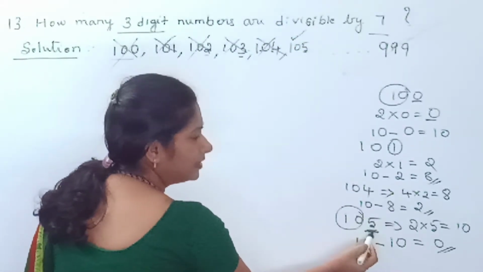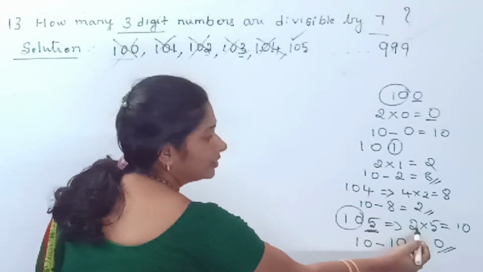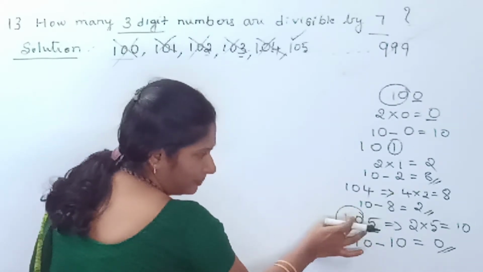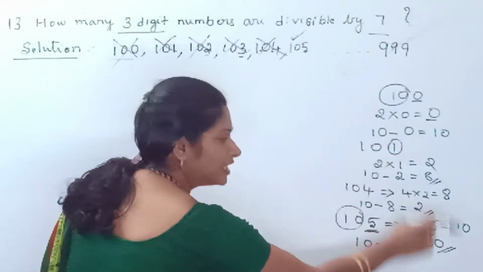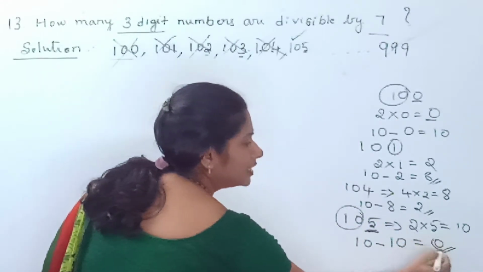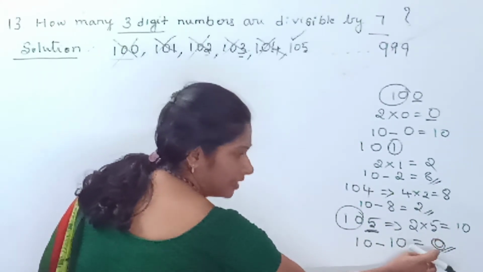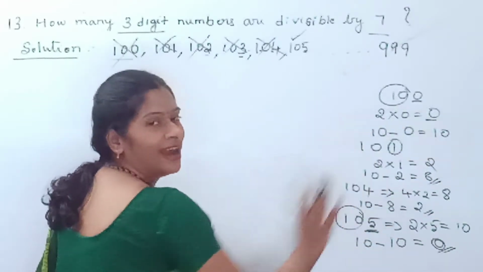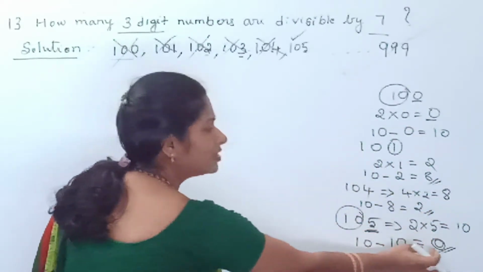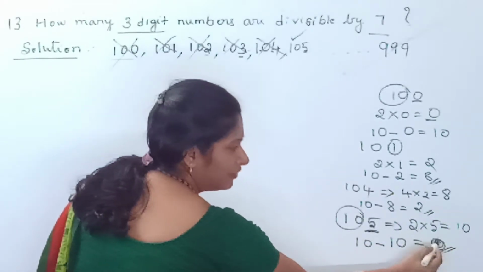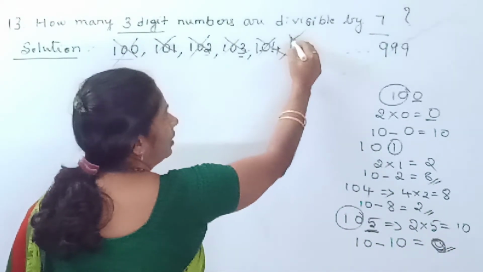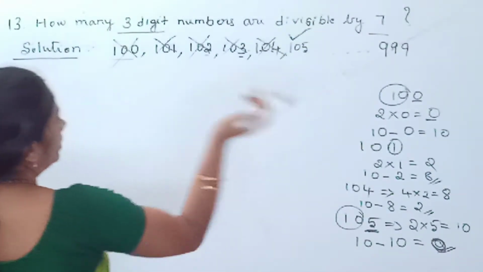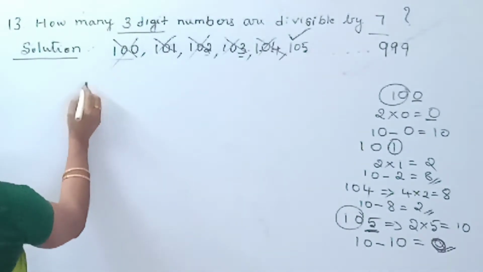So what does the rule say? The difference between twice the unit digit and the remaining part of the number should be a multiple of 7 or it should be 0. So you should get either 0 or 7, 14, 21, 28 and so on. Now here we are getting 0, since 105 is divisible by 7. So what is the least 3 digit number which is divisible by 7?